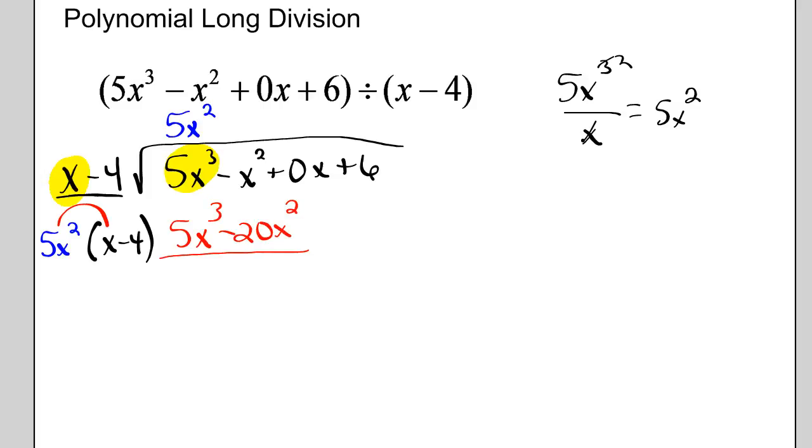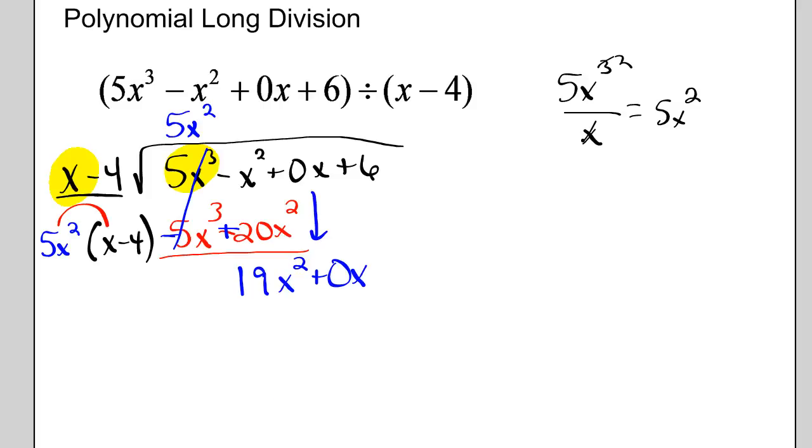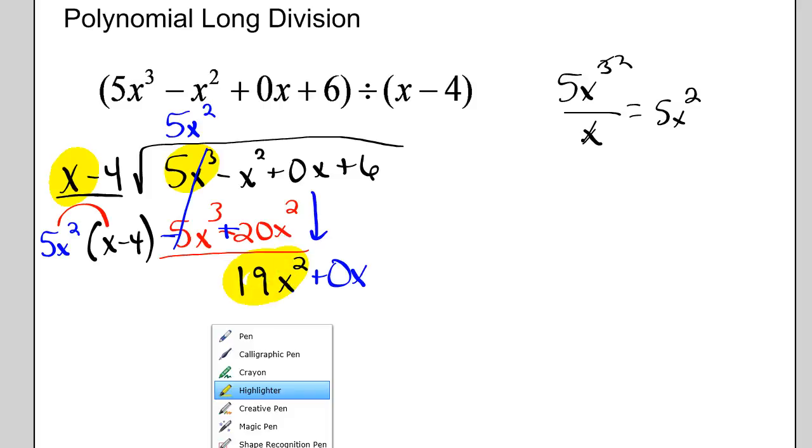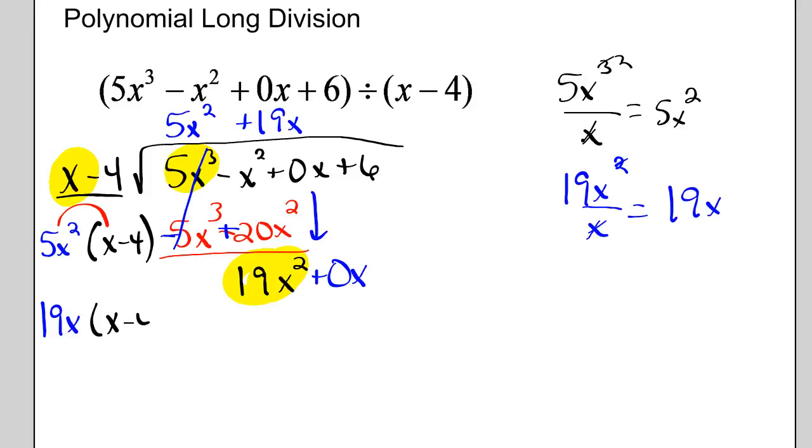Like we do in the division algorithm, we subtract, so I change my signs. That goes to 0, and I'm left with 19x squared. I'm going to drop my 0x. Now I say, how many times does x go into 19x squared? 19x squared divided by x is 19x. So I write 19x up top, and I write it over to the side. The reason I do this is it helps me make sure I don't screw up my multiplication.